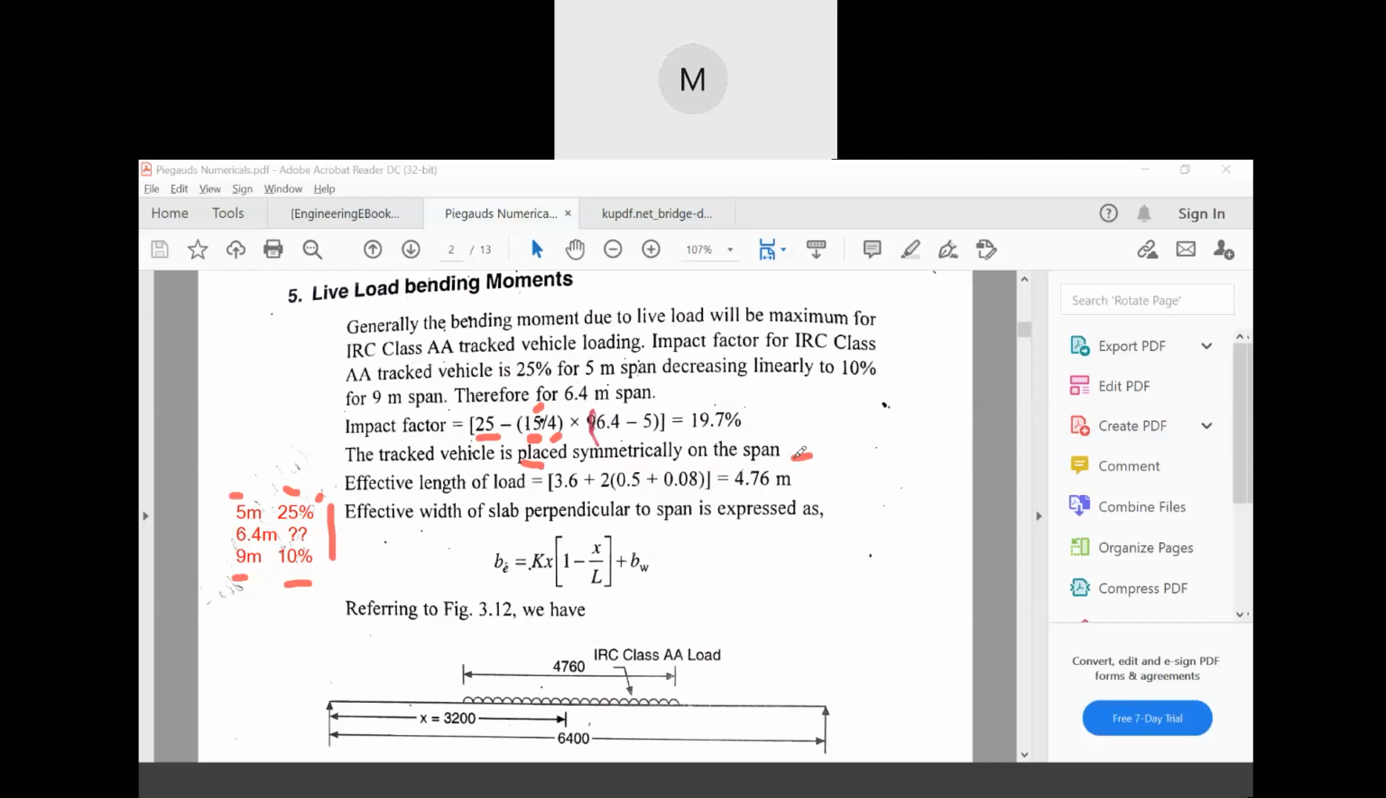Now look, this is placed symmetrical on the span. I'll explain to you about this 3.6. This 0.5 is the thickness of the slab, and this 0.08 is the thickness of the wearing coat. I hope this is clear. Now this 3.6 thing, how did it come? Can anyone say? If you can say, you can say, or else I'll show it to you.